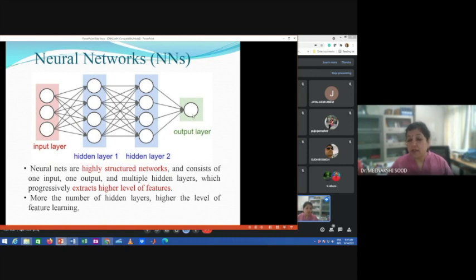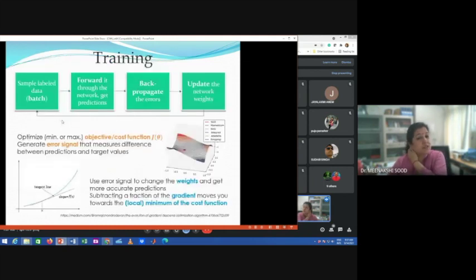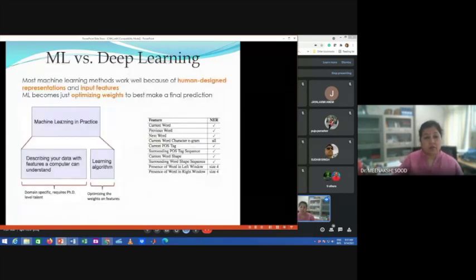This output layer is the layer which is responsible for giving us the output, right? So this is the basic crux of the neural network. So you see this. Okay, I won't go into this.